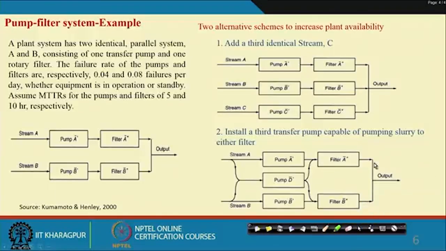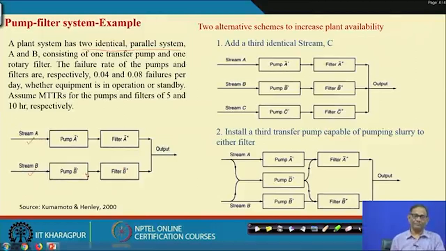Now we will see one interesting example here. This example we have taken from the book by Kumamoto and Henley. I am just reading out the description of the plant. The plant has two identical parallel systems, known as stream A and stream B. They are identical but parallel systems. Both streams consist of one pump and one filter in series, and the two streams are in parallel.